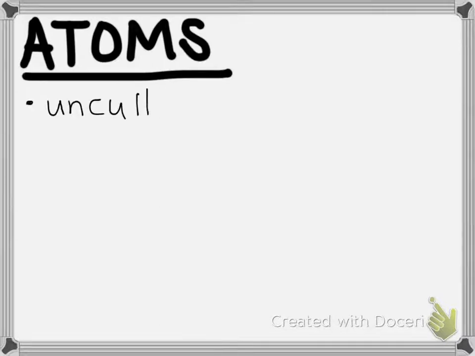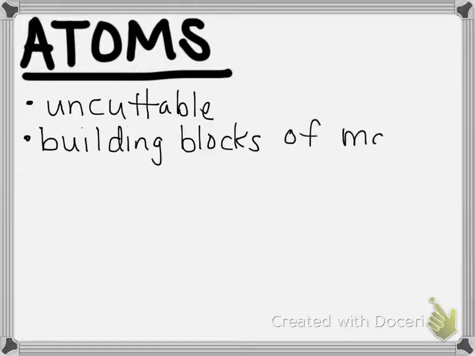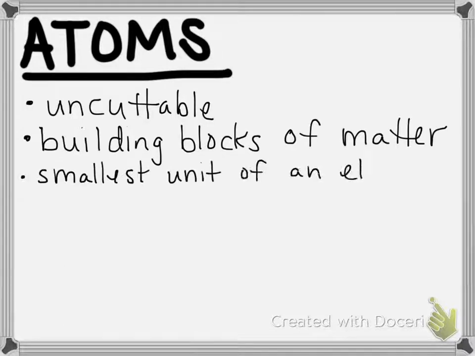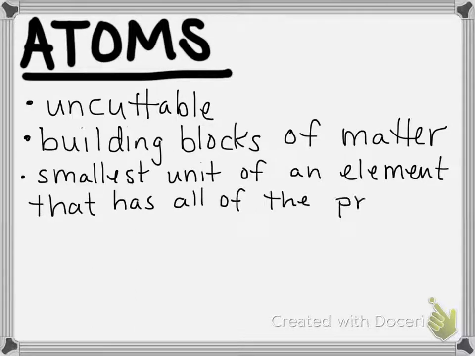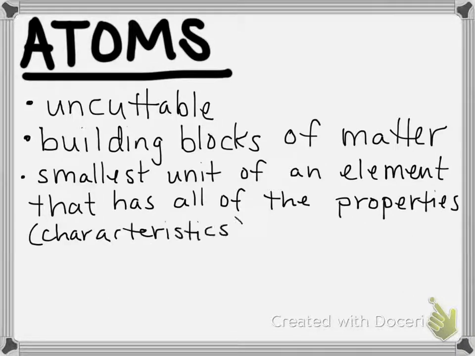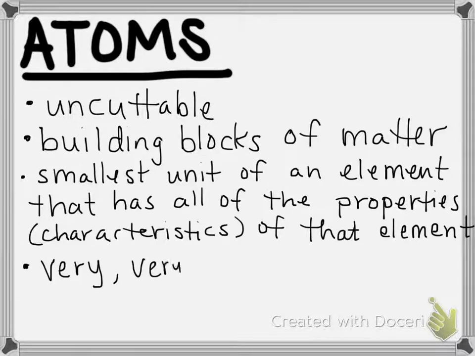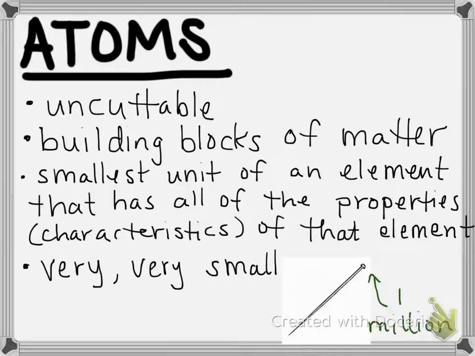Now, what do we know about atoms? Atoms come from the Greek word meaning uncuttable. They are the basic building blocks of all matter. Atoms are also the smallest unit of an element that has all of the properties or characteristics of that element. And they're very, very tiny. In fact, they're so tiny you could fit 1 million atoms on the head of this pin right here.